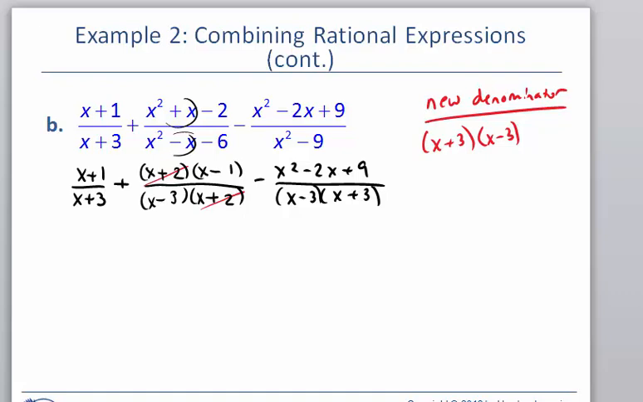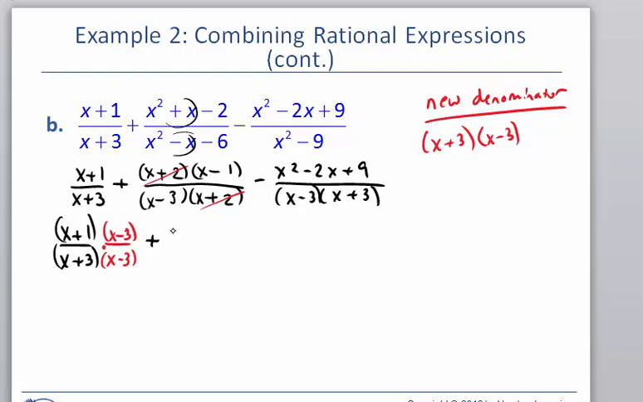All right, so let's take these fractions and let's get them with the right denominator. So our first one, we have x plus 1 and x plus 3 on the bottom. We need to have an x minus 3 on the bottom. So I'm going to multiply the denominator by x minus 3. Remember, if you do it on the bottom, you need to do it on the top. Okay, so that's going to take care of the first one.